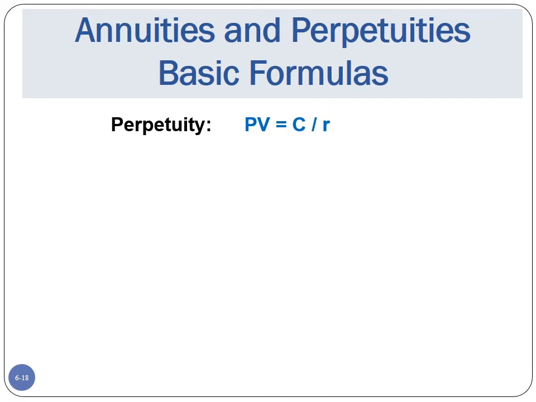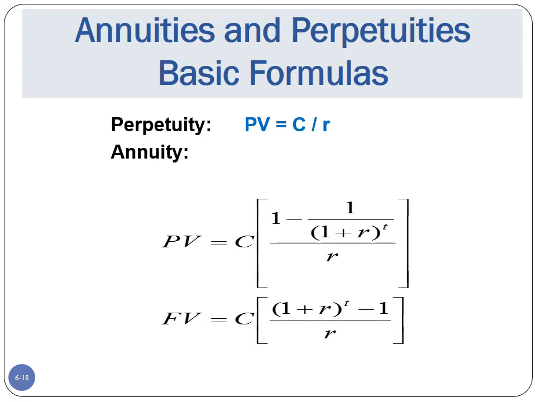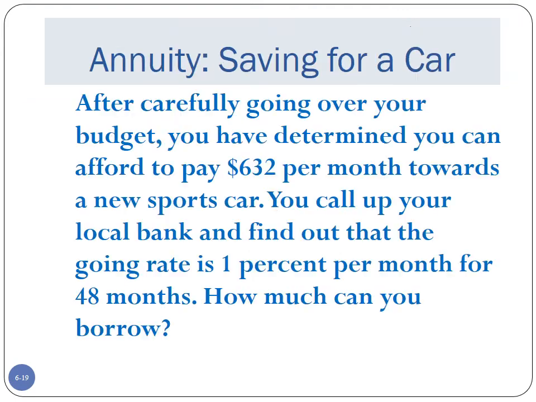The perpetuity formula is the present value is equal to the coupon divided by the interest rate. The annuity formula is a little bit more complex because it takes into account the number of periods, as we saw in our previous equation. This is a slight variation on the present value and future value equations.